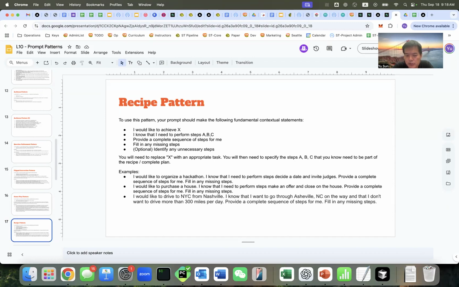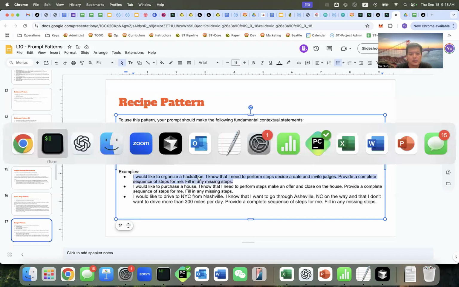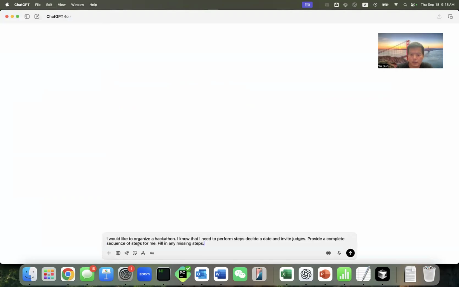Just give it more specific information. If you look at this pattern, obviously you can probably write better inputs for some of the questions. I'd like to organize a hackathon. I know that I need to perform steps: decide a date, invite judges. Please provide a complete sequence of steps for me, filling in any missing steps. Not sure how many of you have done this one, but a hackathon definitely involves a lot of organization work.